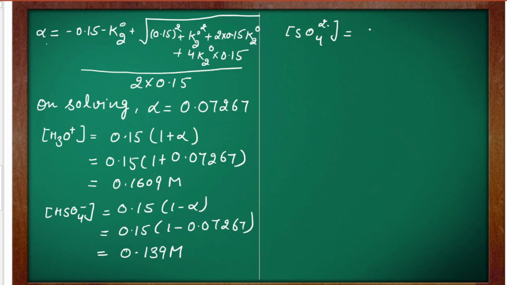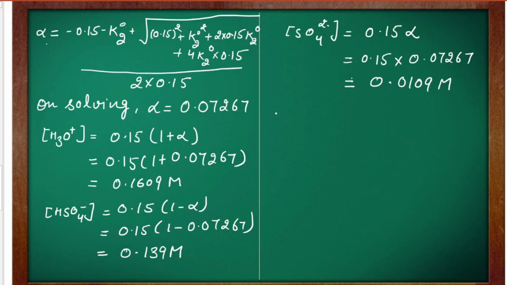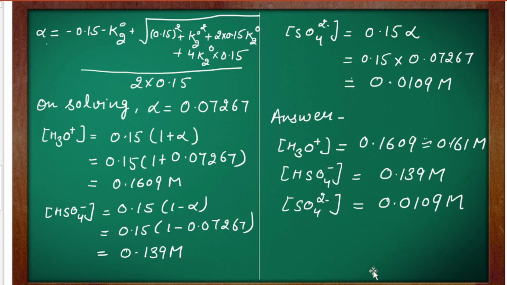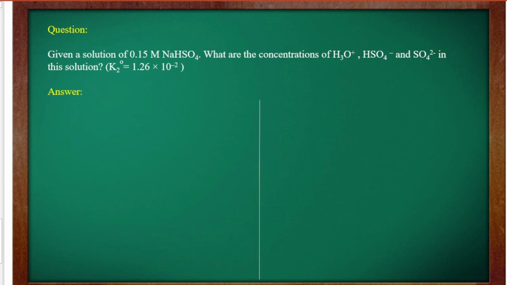Sulfate ion concentration is 0.15 multiplied with alpha. After putting the value of alpha, sulfate ion concentration is equal to 0.0109 molar. Answer: hydrogen ion concentration 0.161 molar, hydrogen sulfate ion concentration 0.139 molar, sulfate ion concentration 0.0109 molar. In the above question, sodium hydrogen sulfate concentration is 0.15 molar.